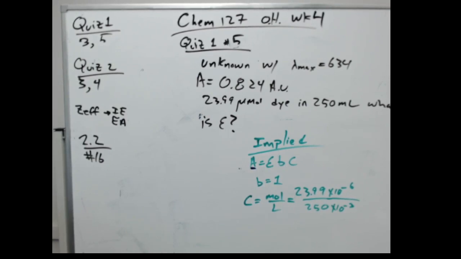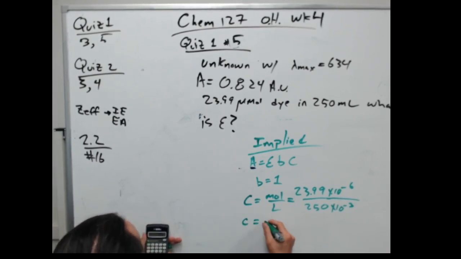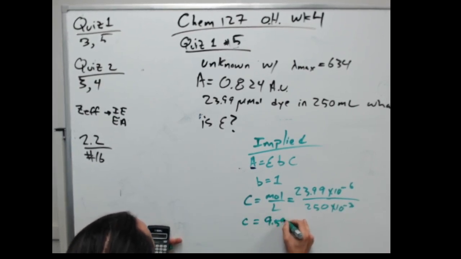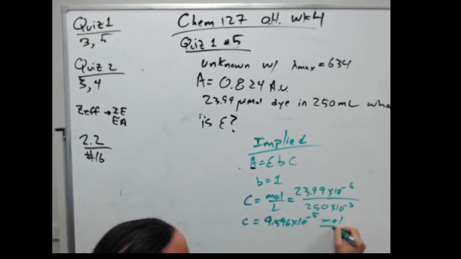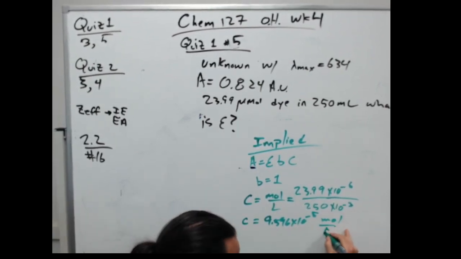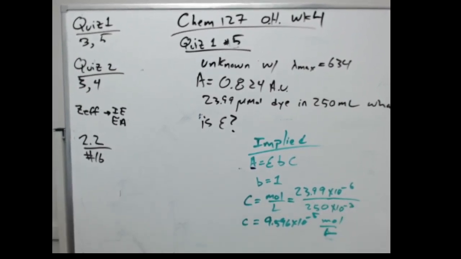23.99 times 10 to the minus 6 divided by 250 times 10 to the minus 3. And I get my concentration is equal to 9.596 times 10 to the minus 5 moles per liter, because I did both of my conversions.